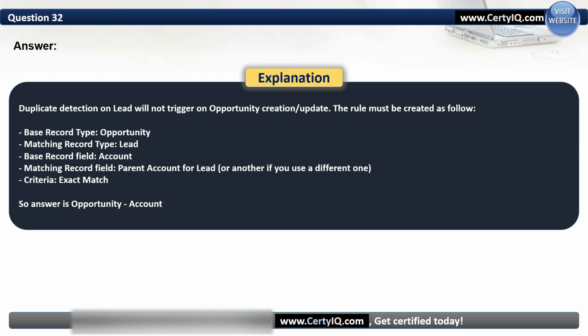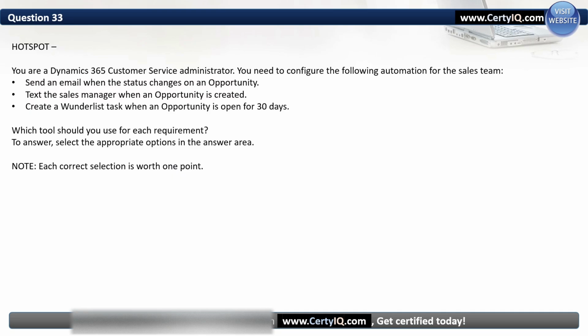The rule must be created as follows. Base record type opportunity. Matching record type lead. Base record field account. Matching record field, parent account for lead. Criteria, exact match. So the answer is opportunity and account.